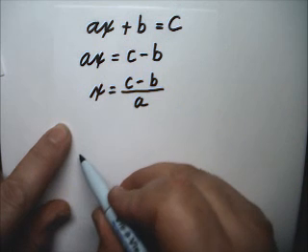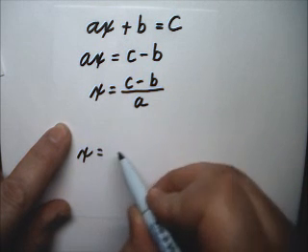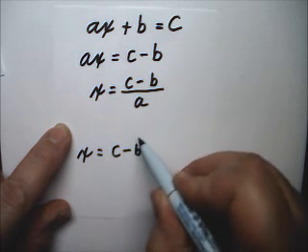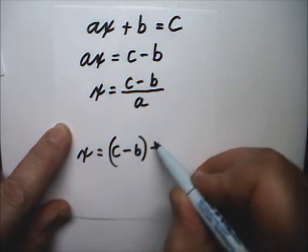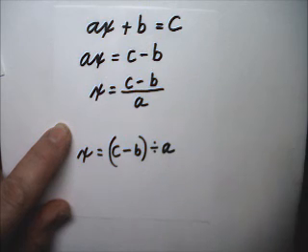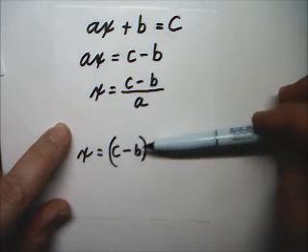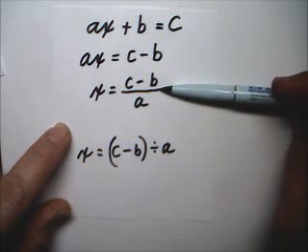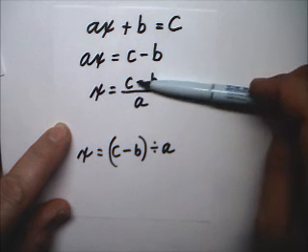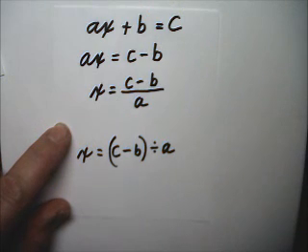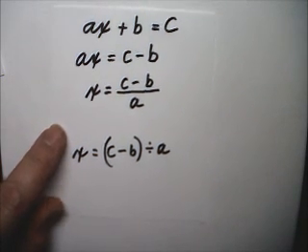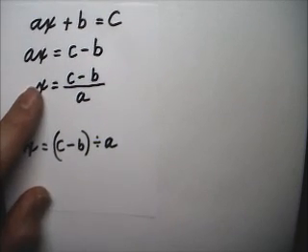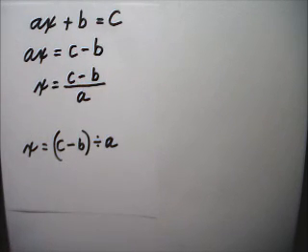I guess if you wanted to say x is equal to c minus b divided by a, that would be good, as long as your c minus b is in parentheses. Here, this division bar is a symbol of inclusion, and it's the same thing as having c minus b in parentheses. So either one of these is a good way.